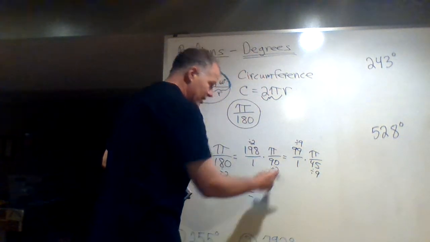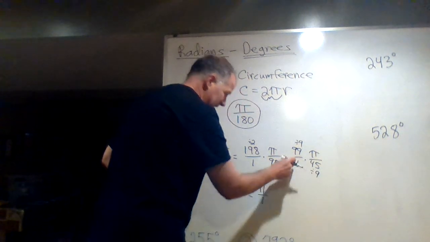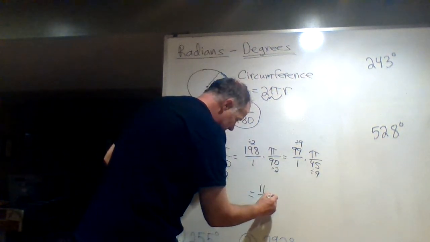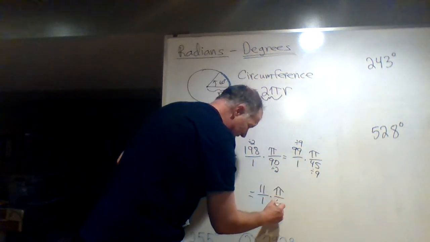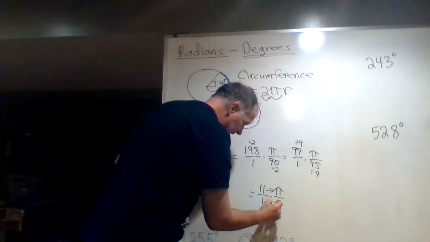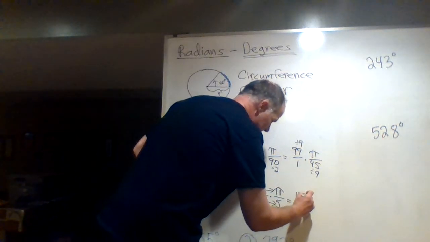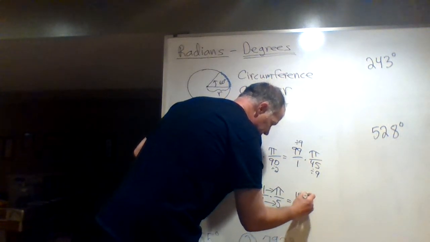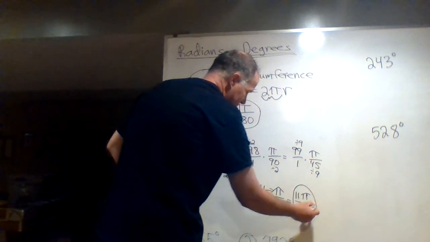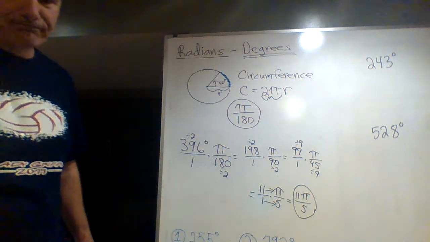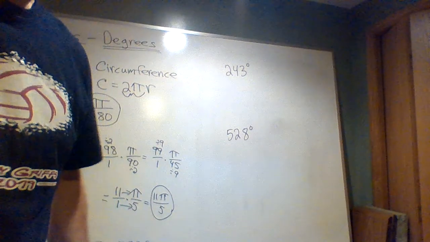I'm going to move down here. 99 divided by 9 is 11. I'm going to keep that 1 on the bottom, times pi over 45 divided by 9 is 5, and boom. 11 and 5 cannot reduce, so 11 times pi over 5. 11 times pi, 1 times 5, 11 pi over 5 is the answer. Boom.